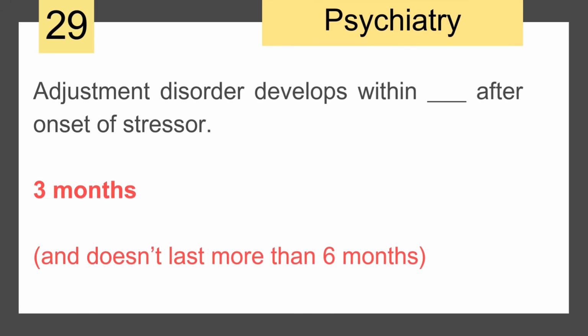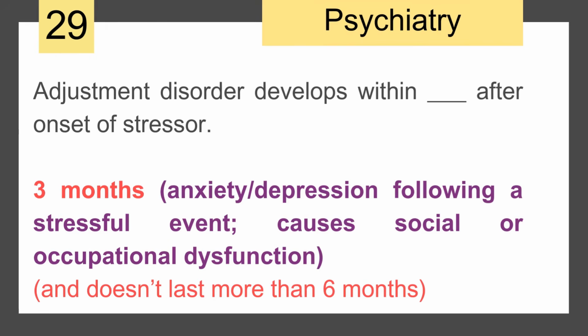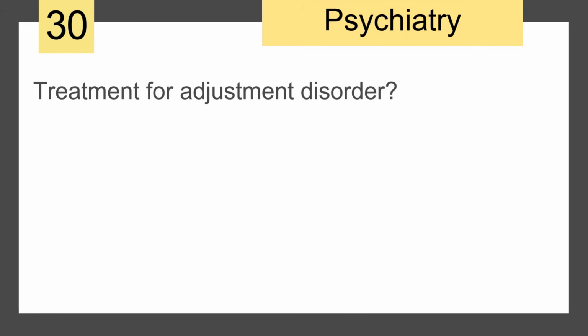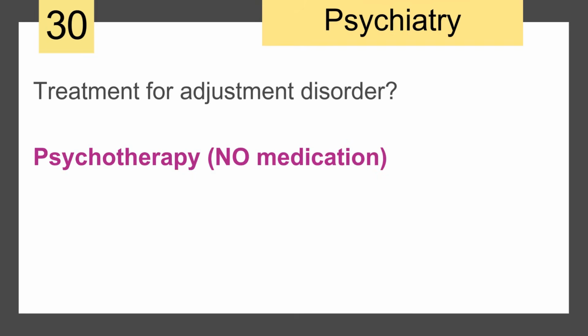Question 29, adjustment disorder develops within 3 months after the stressor, and it doesn't last more than 6 months. The patient may have anxiety, depression, and this is following a stressful event. What's the treatment for adjustment disorder? Psychotherapy. We try to avoid medication.